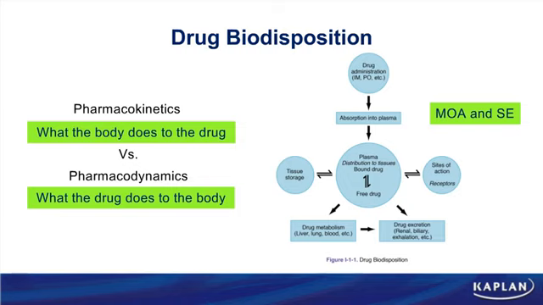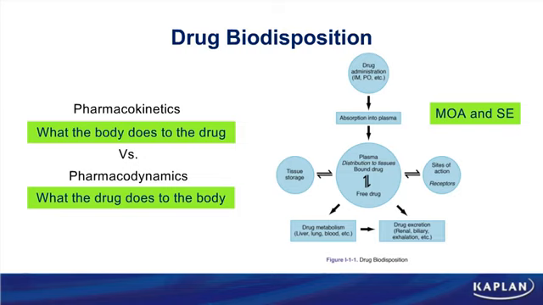Drugs are metabolized. We know the liver is the main organ for drug metabolism, but it's not the only organ. Other organs can contribute, of course, to drug metabolism. And drugs are excreted, where the kidneys are the primary organ, but once again, not the only organ. If you stop and reflect on those four things, absorption, distribution, metabolism, and excretion, those are all things that the body is doing to the drug. So those are our four parts of pharmacokinetics: absorption, distribution, metabolism, and excretion.